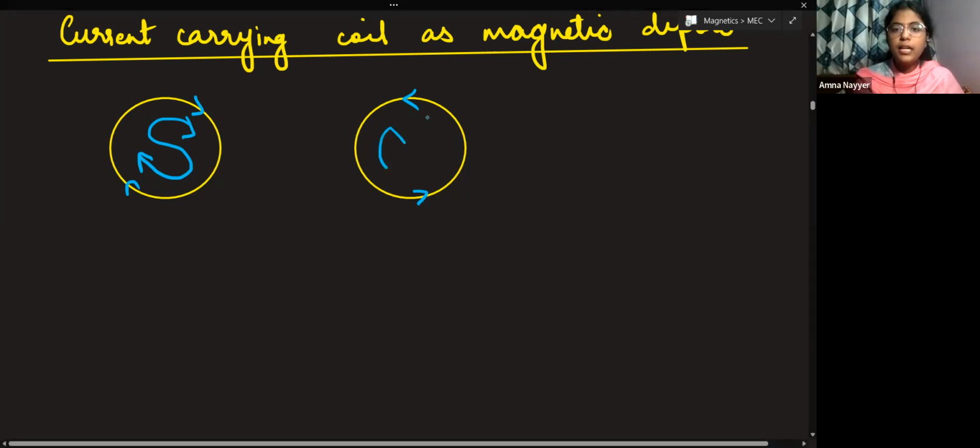If you write N in this manner, this is given I think in the NCERT also, this becomes north polarity. So this is an easy way to remember.